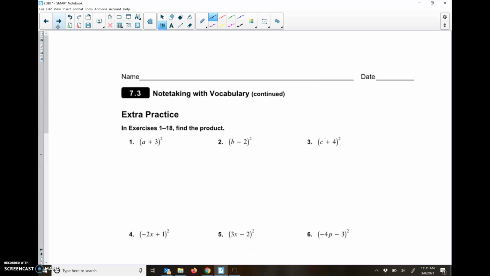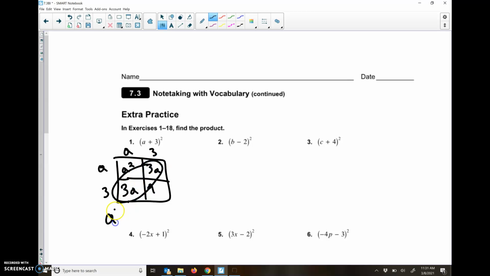Okay, so here we have a plus 3 squared. So I'm going to make my Punnett square here and do a and 3 and a and 3. So a and a is a squared, a and 3 is 3a, 3 and a is 3a, and 3 and 3 is 9. Combine these two, so you get a squared plus 6a plus 9. So pretty much just like yesterday's.